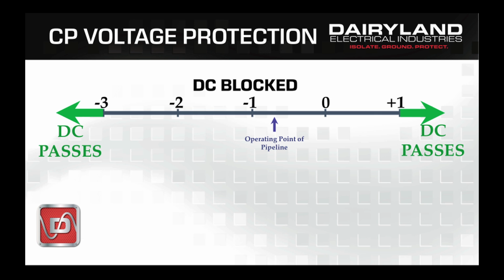The decouplers that DAIRYLAND manufactures actually have a zone or a band where they block DC power flow. Typically that's from -3 volts to a +1 volt, as illustrated here. We also offer this in other configurations. Another common one would be -2 volts to +2 volts. We'll talk more about selecting blocking levels in another video. You will note that the DC blocking range of voltages is biased towards the negative side to accommodate the negative charge on a pipeline.